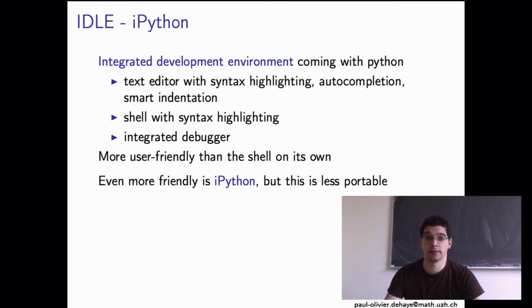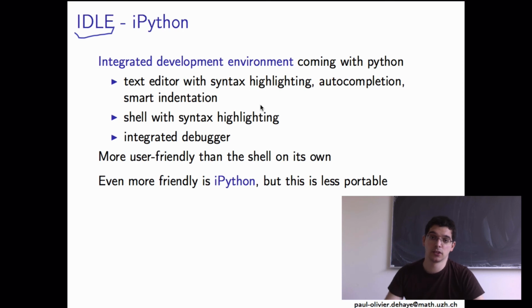Okay, so for Python development, as I said, there is the shell, and that comes standard with every distribution of Python. So if you're running on Unix or on Mac or on Windows, you will have the shell. That's the way you interact with Python. But another one that comes with every Python distribution is called IDLE. It's an integrated development environment for Python. Basically, it's a text editor and a shell with syntax highlighting, so it recognizes the keywords and highlights them. There's also an integrated debugger. And it's not just any text editor, it will also do syntax highlighting, autocompletion and smart indentation.